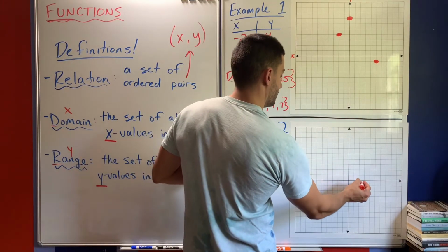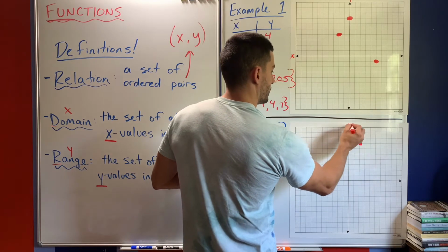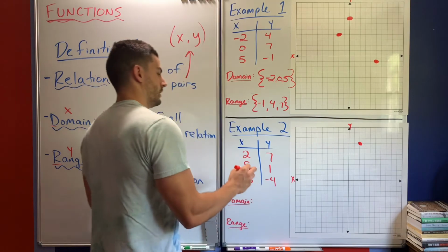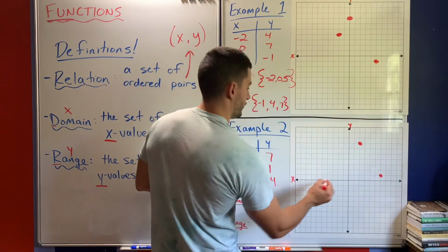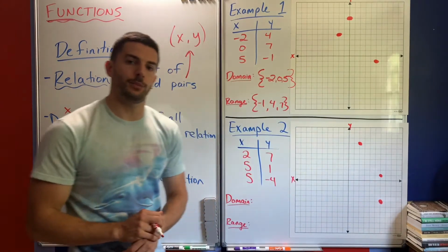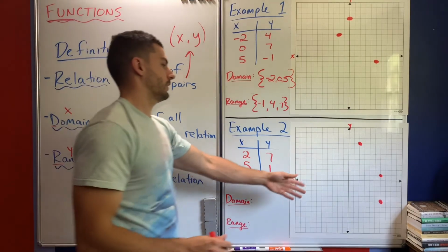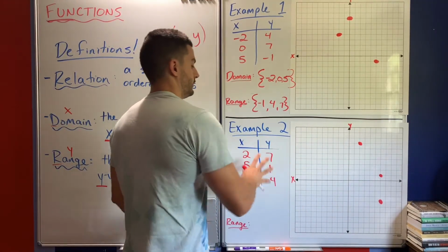So (2, 7), there. Again, that's the y-axis. This is the x-axis. (5, 1), and then (5, -4). I graphed those pretty quick, but that's another relation, again just a group of ordered pairs, and I showed it in the table.